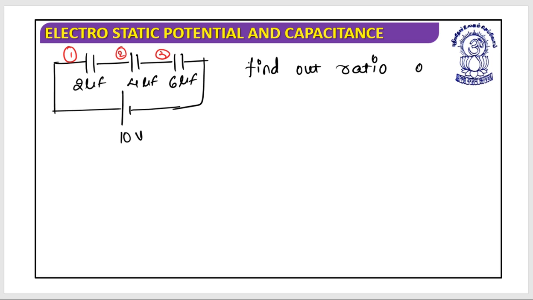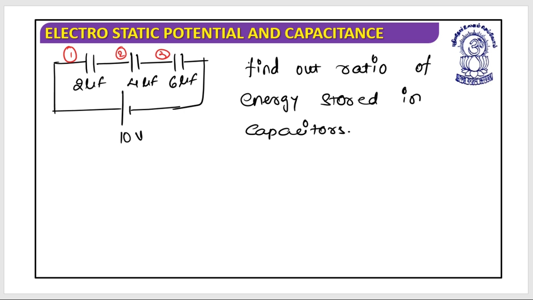ratio of energy stored in capacitors. Which ratios are required? First they required U1 is to U2, and then they required U1 is to U3. So this is what they require, U1 is to U2 and U1 is to U3.